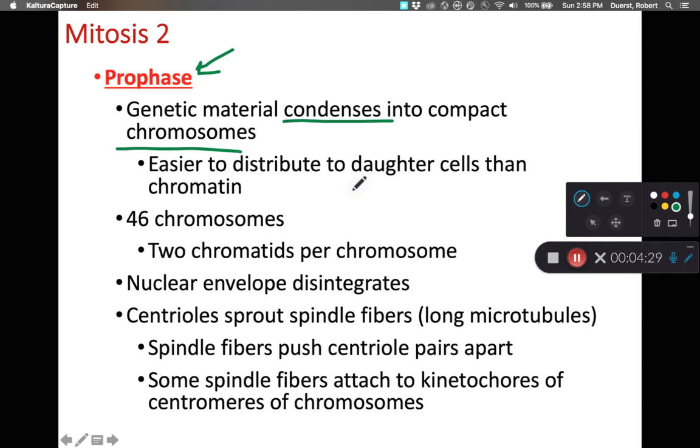Condensing the genetic material into chromosomes makes it easier to spread apart or distribute the genetic material to the daughter cells. When we think of chromatin, you could think of it as kind of like a rat's nest of DNA.